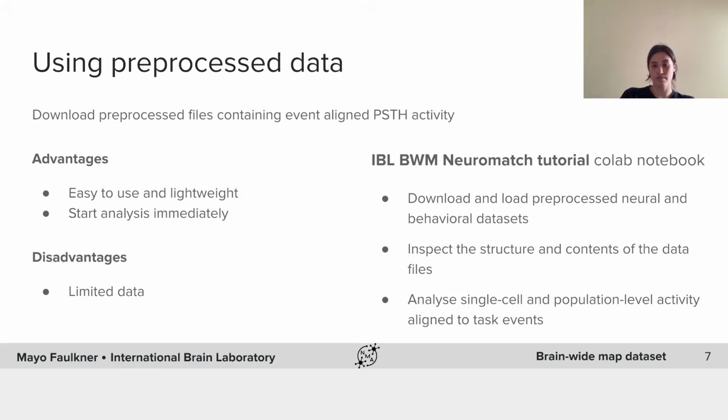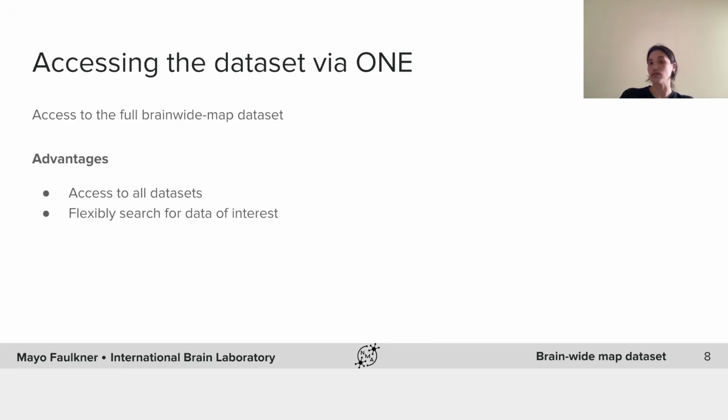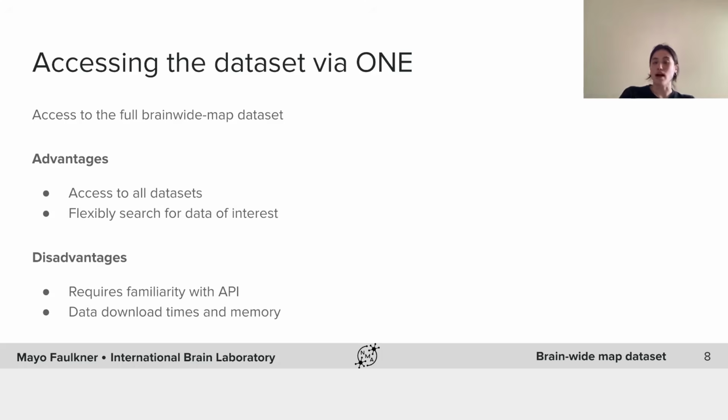The other way to access our data is using ONE, and this is an API that we've developed as part of the International Brain Lab that allows you to access our data. The advantage of using this method is that you have access to the full data set, and it's also linked to a metadata database that allows you to flexibly search and download data of interest. The disadvantage is that there's a higher barrier for entry. You need to familiarize yourself with the API first before you can start using it. And also, as the data has not been pre-curated, the data is larger, and therefore download times and space on disk are going to be longer and larger.